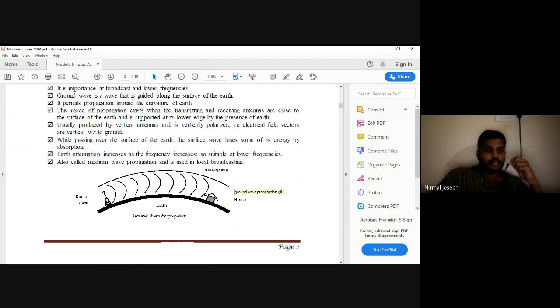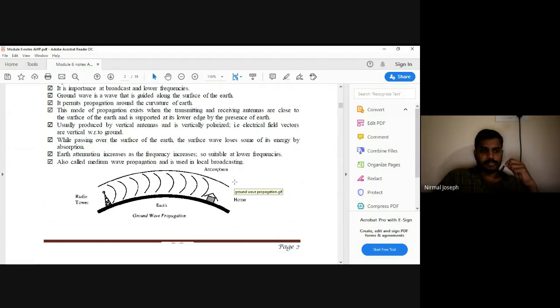Next, we are moving on to the limitation of this thing. That is nothing but losses. While passing over the surface of Earth, the surface wave loses some of its energy by absorption. As you all know, the earth has an uneven surface. So while transmitting through the surface, the earth will definitely absorb energy from the transmitting field. That is how losses happen.